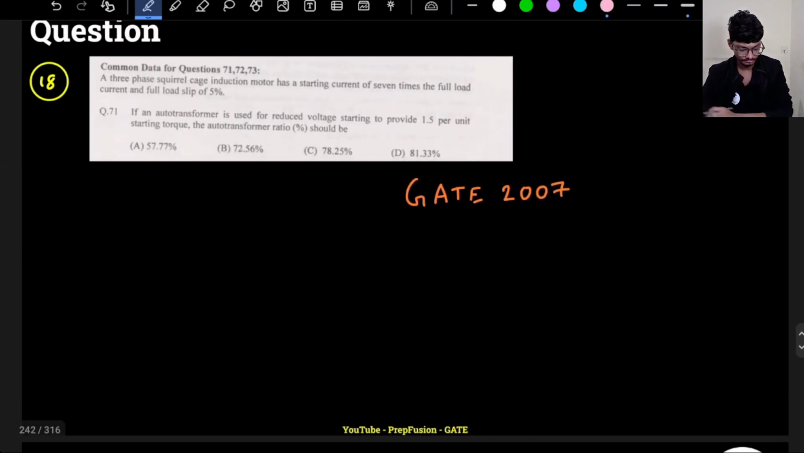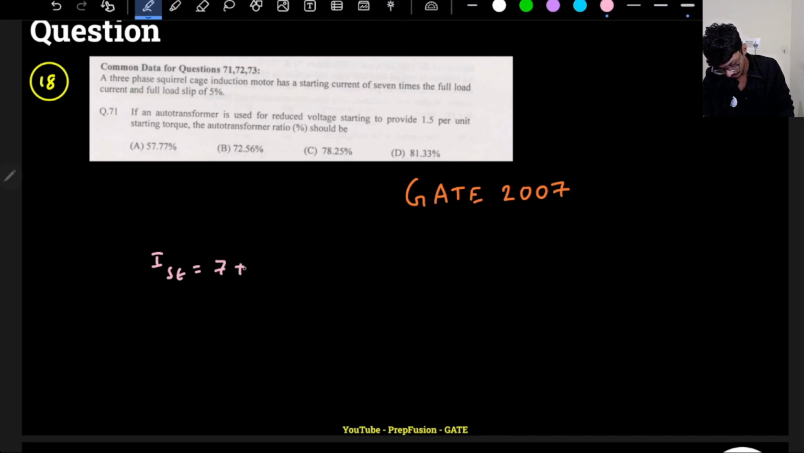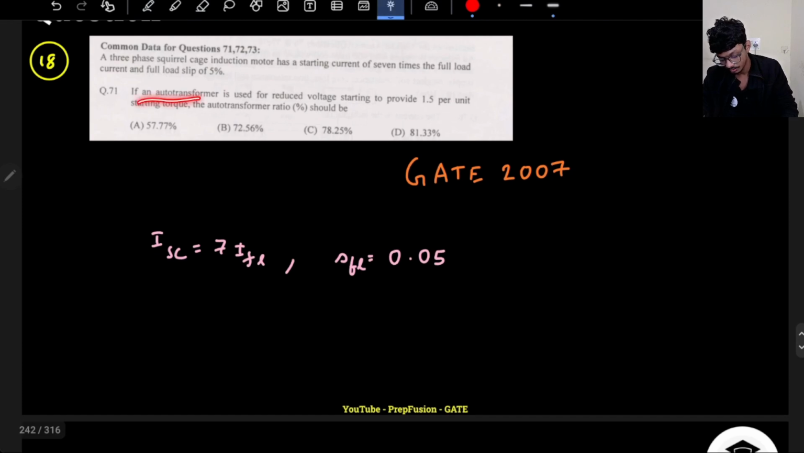So it is a common data question. A 3-phase squirrel cage induction motor has a starting current of 7 times the full load current. So IST is 7 times the full load current, IFL. I guess it is telling us this is the normal direct online connection, and the full load slip SFL is 5%, that is 0.05. Okay, if an auto transformer is used for reduced voltage starting to provide 1.5 per unit starting torque.